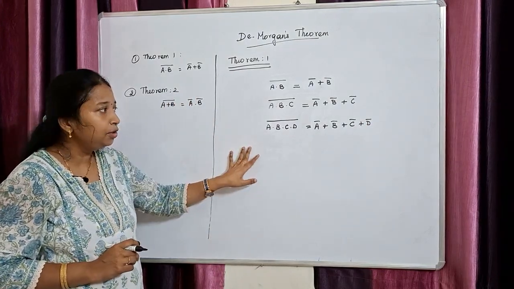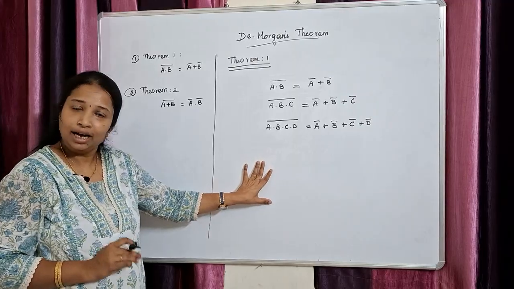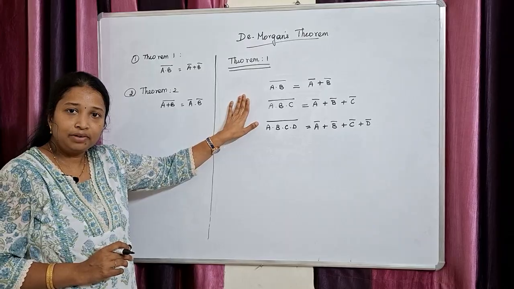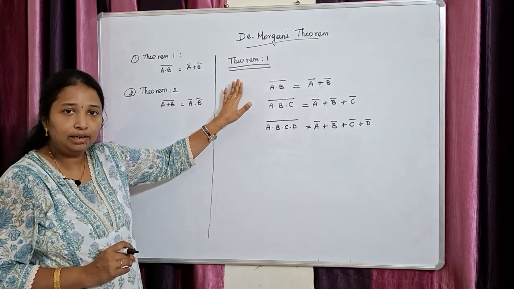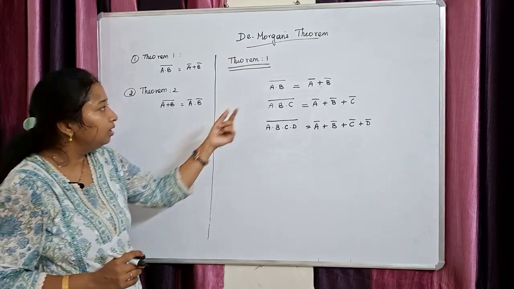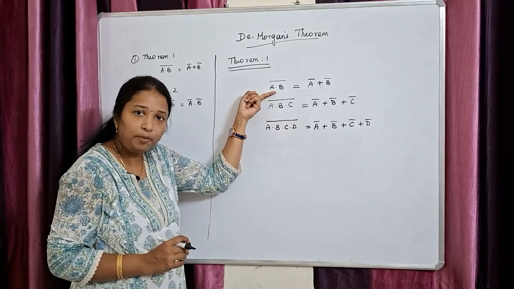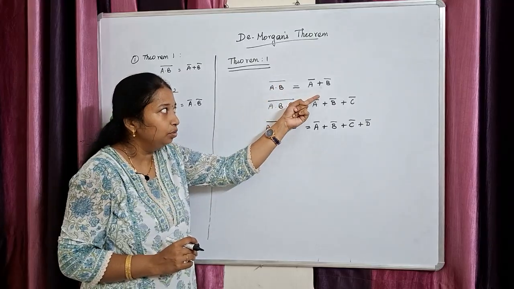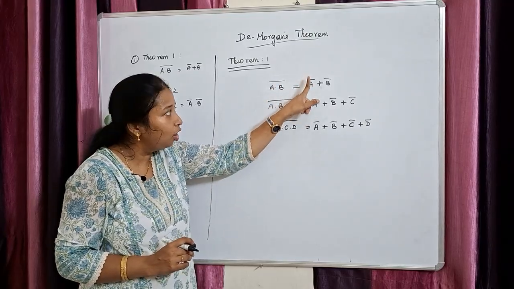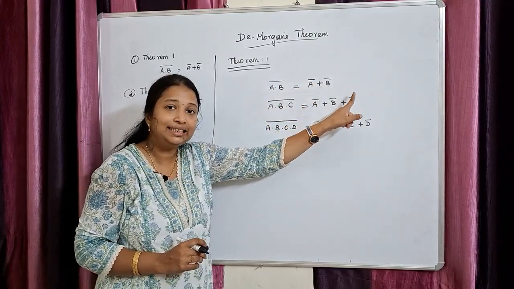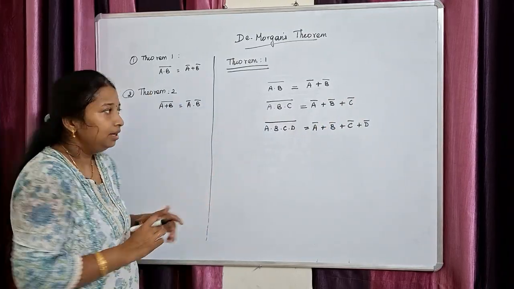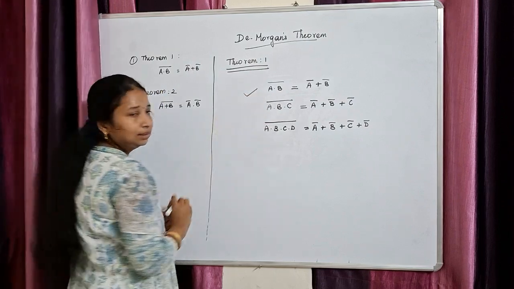Clear? We are going to prove this also now. Understood the meaning of what is explained in the theorem? When they ask you to explain theorem 1, how will you explain? The complement of the product of all the terms in your input is equal to the sum of the complement of each and every single term. Is that clear? What is theorem 1? Now, we'll try to prove this. Fine?